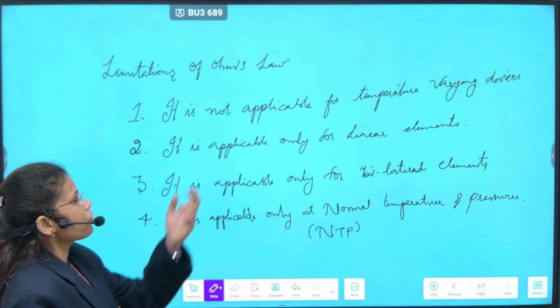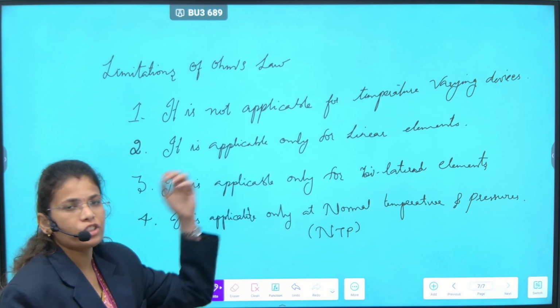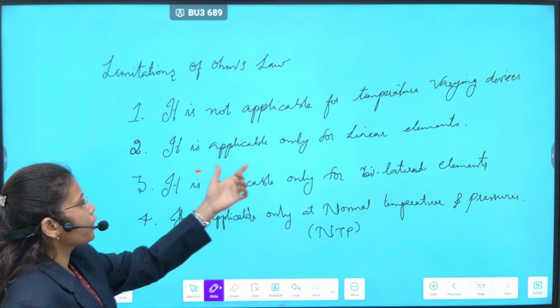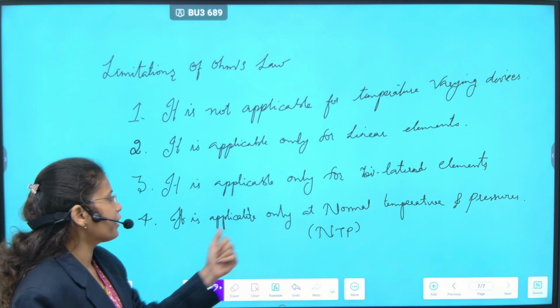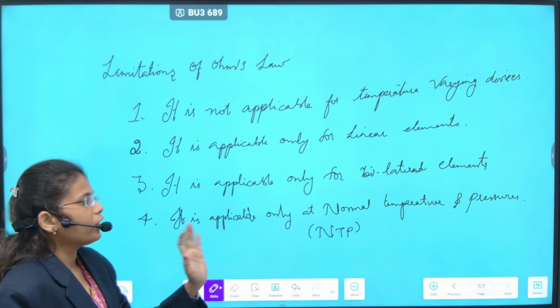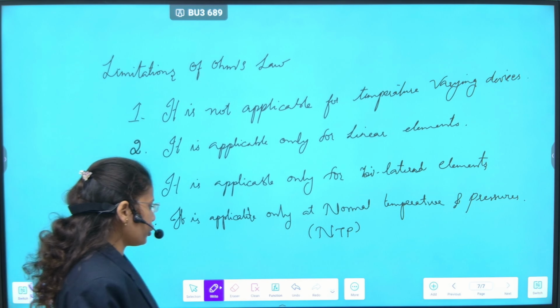So the limitations of Ohm's law are: it is not applicable for temperature varying devices. It is applicable for only linear elements. It is applicable for only bilateral elements. It is applicable only at a normal temperature and pressure only.